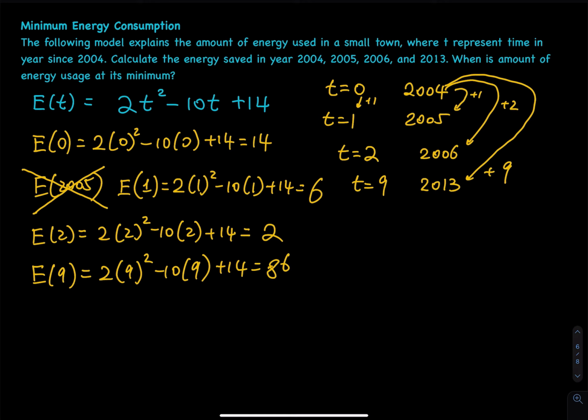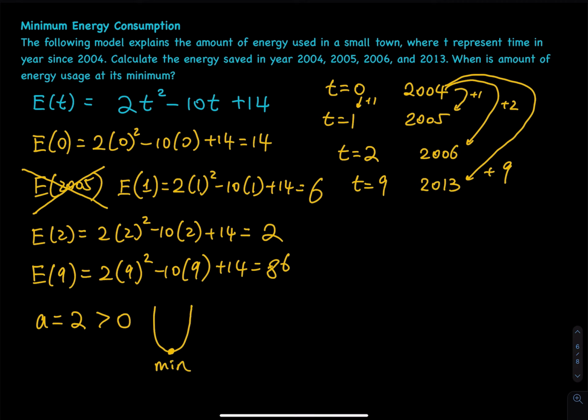How about the next one? When is the amount of energy used at its minimum? So how do you know that there is a minimum? First of all, look at the math model: 2t squared minus 10t plus 14. What is the leading coefficient? The leading coefficient means the coefficient right next to the t squared. So a equals 2. 2 is greater than 0. Since the leading coefficient is positive, the parabola opens up. When the parabola opens up, the vertex of the parabola is the minimum.